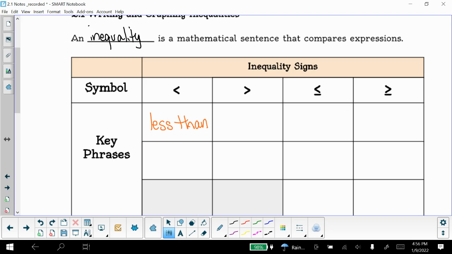And the sign next to it, we see the greater than sign. So we might also see just the words greater than.